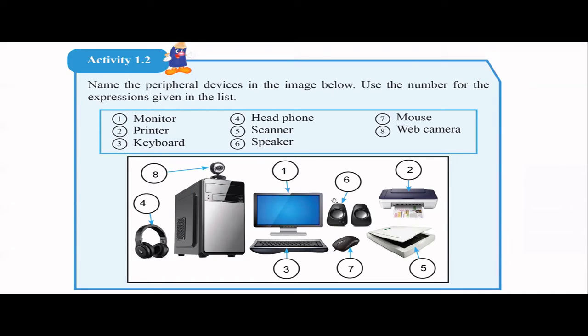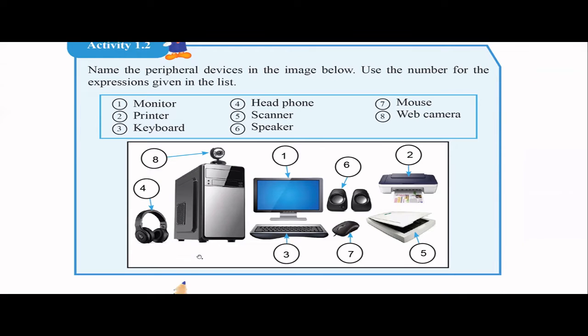6th one is the speaker. 7th one is the mouse. And 8th one is the web camera. So in the laptop, this is inbuilt, but when you're using a desktop machine, usually you have to use a separate web camera.